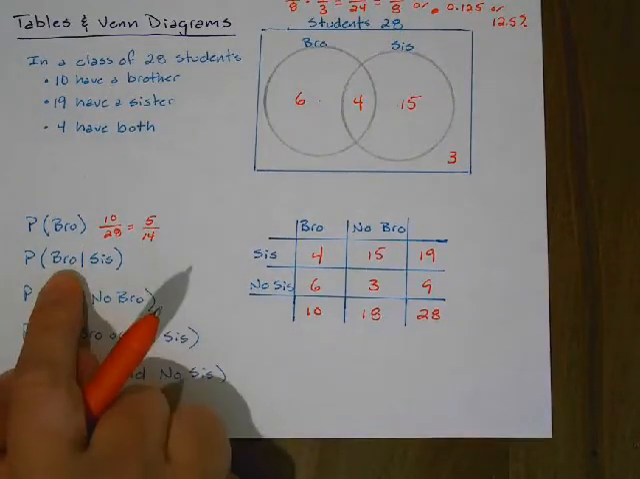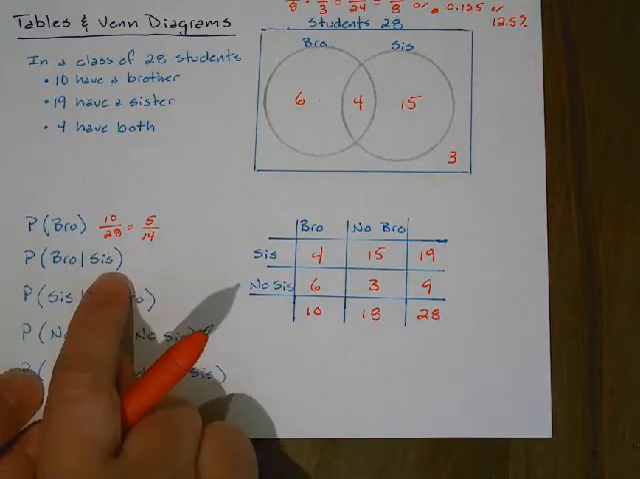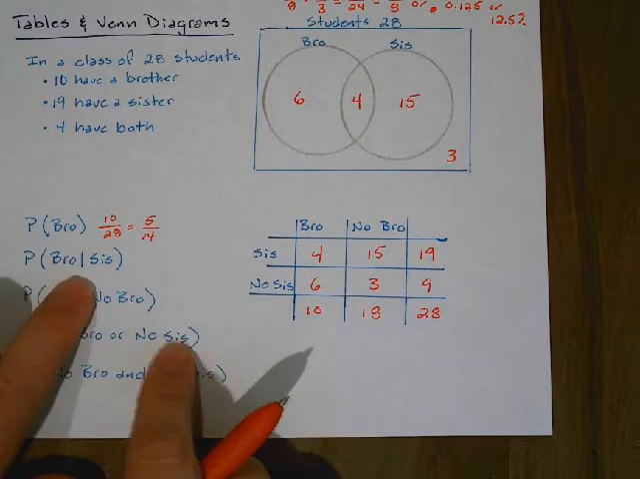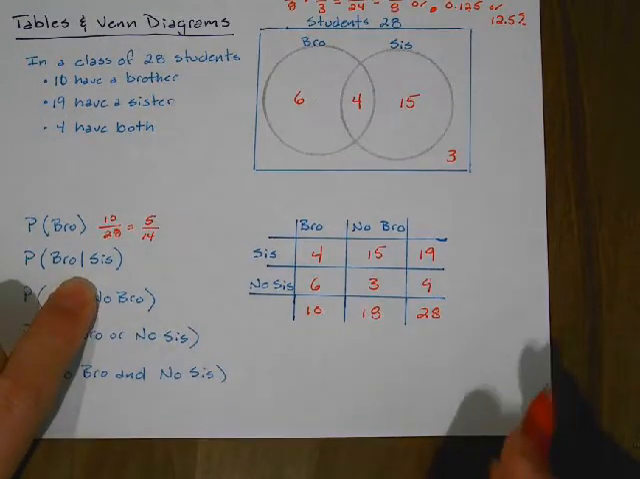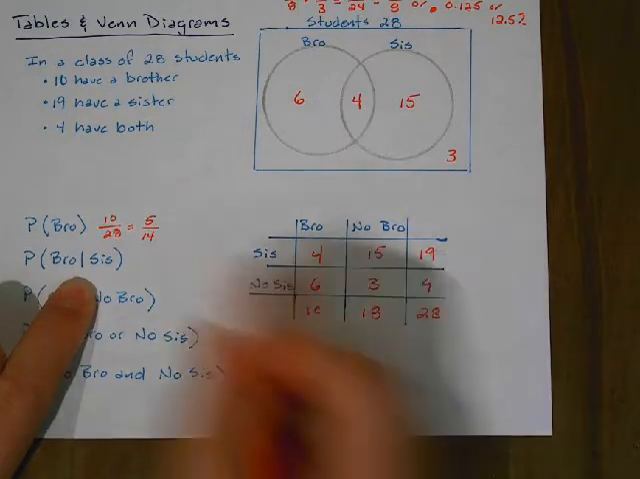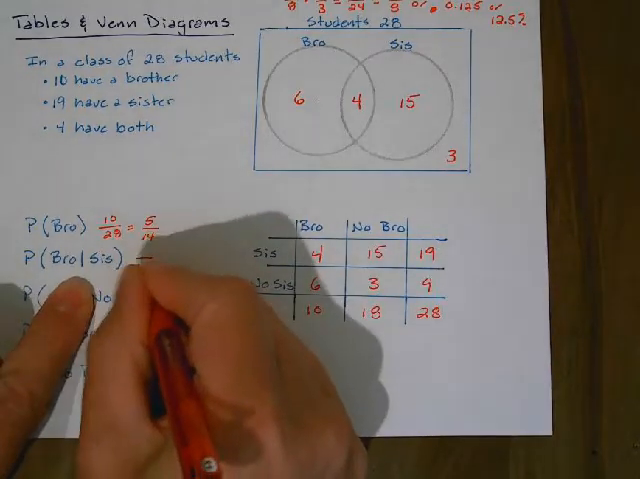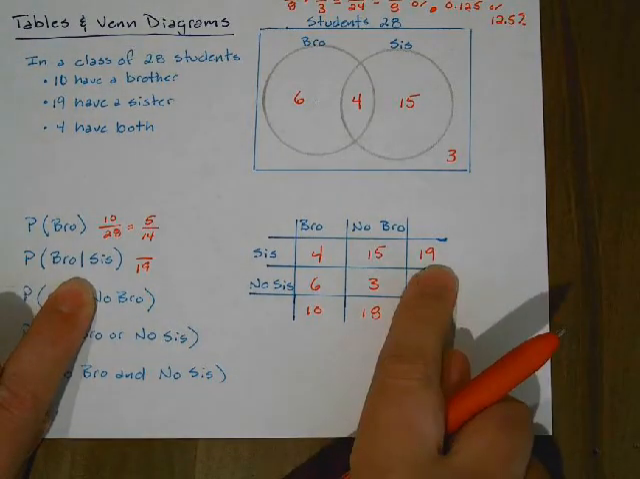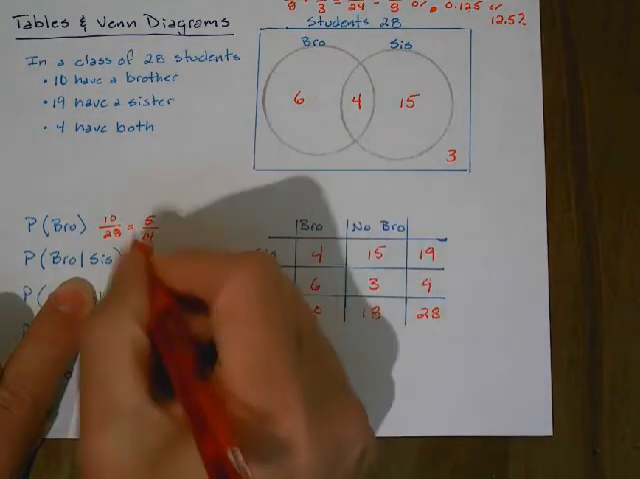Let's say that we want to find the probability given that we already know they have a sister. So if we're looking at the probability of a brother given that they're having a sister, we're going to look at just the people who have a sister. There's 19 of them. So that's going to be our denominator. We're looking just for the ones who have a sister, and we want to know of those 19, how many had a brother? Well, there's 4 of them.